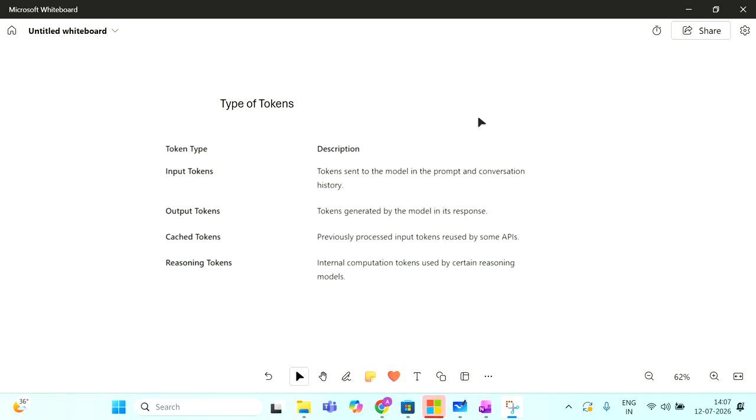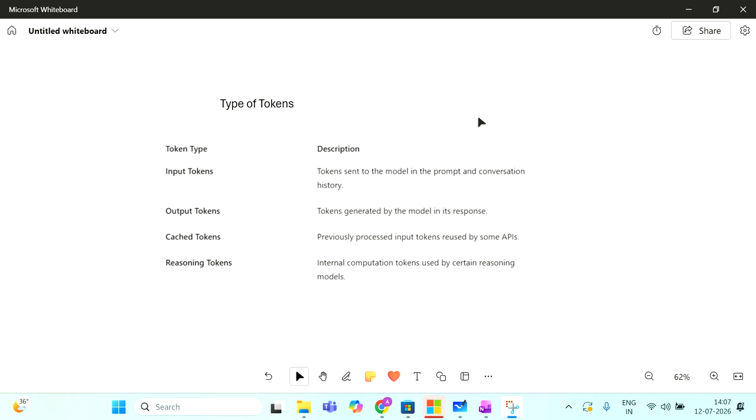For example, if you ask one question to ChatGPT and it responds, but then you ask a second question which somehow relates to the first question, ChatGPT will read your first prompt, get the information, take your second question and give it to the LLM, and then the LLM will do the processing and give you the output. So your first question, which you asked the first time, is generally taken as a cache token.